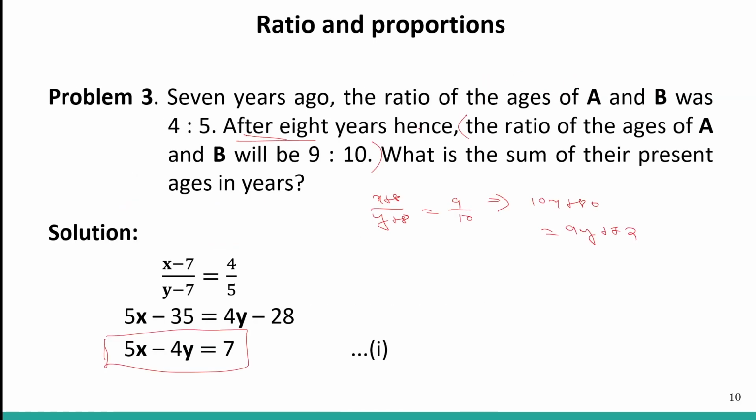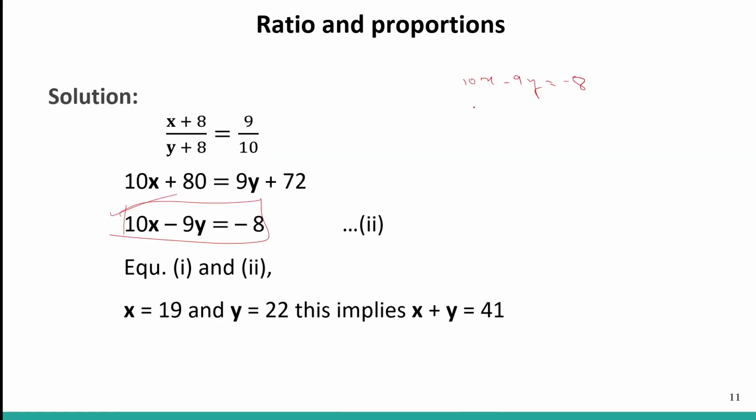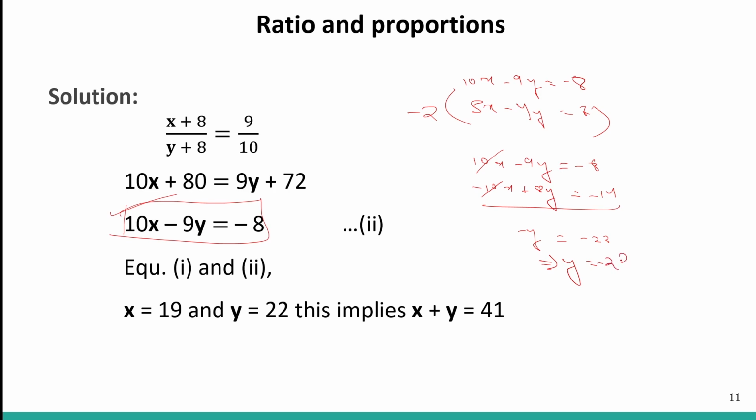10x minus 9y is equal to minus 8. So the first equation was 5x minus 4y is equal to 7. Let's multiply minus 2 with it. So it will be 10x minus 9y equal to minus 8, and this will be minus 10x plus 8y is equal to minus 14. Adding these two, what we are left with is minus y is equal to minus 22. So this implies that y is equal to 22.